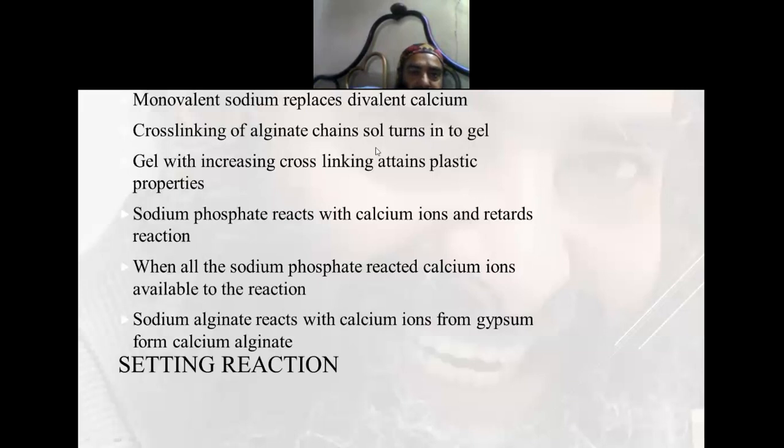Cross-linking of alginate chains turns sol into gel. And what is cross-linking? Already described, but again for the sake of your understanding, I am trying my best.